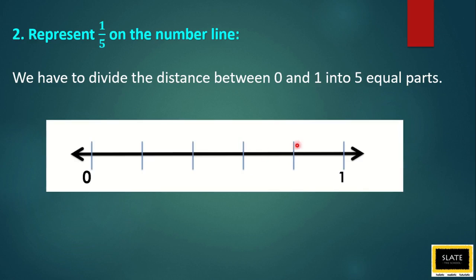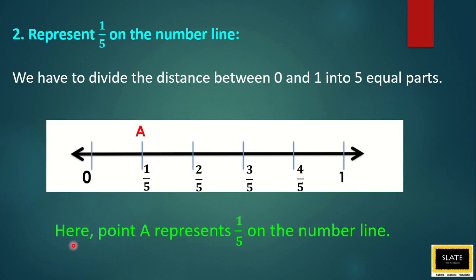This is fourth. What is meant by 5 out of 5? That's nothing but 1. No? 5 by 5 is nothing but 1. So now what does this point represent? It represents 1 by 5. What does this point represent? It represents two parts now, 1, 2. 2 parts out of 5. So 2 by 5. This point? 3 by 5. This point? 4 by 5. So here this point represents 1 by 5. So point A represents 1 by 5 on the number line. Is it clear?